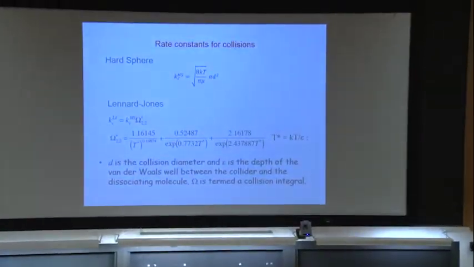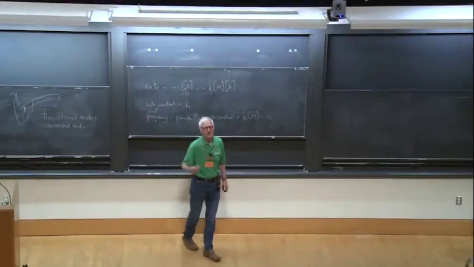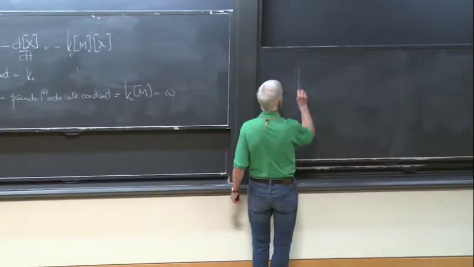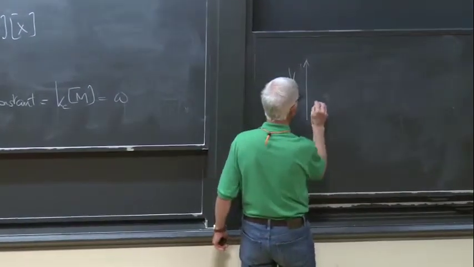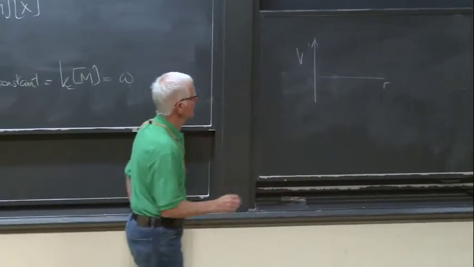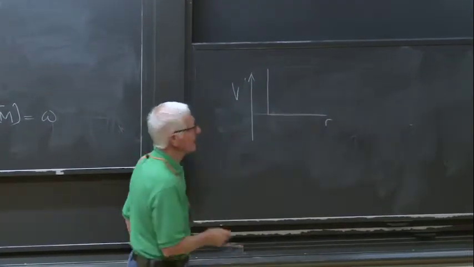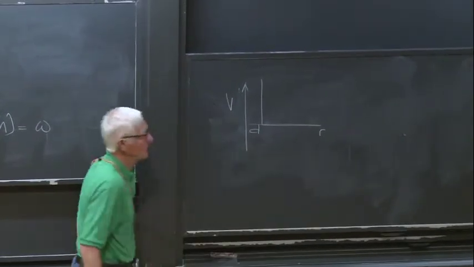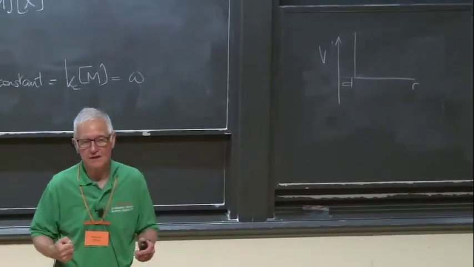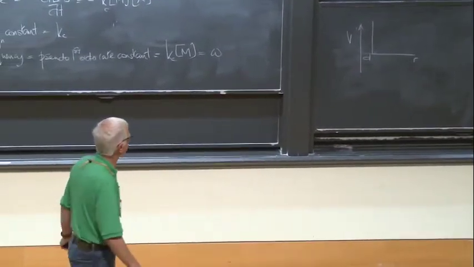Okay, rate constants for collisions. We can think of a molecule as acting like a hard sphere. So if we looked at the potential energy, V, versus separation R, the molecules would come in and hit this wall at some distance d, and that would be the diameter of the collision complex. They just come in and then bounce back again.